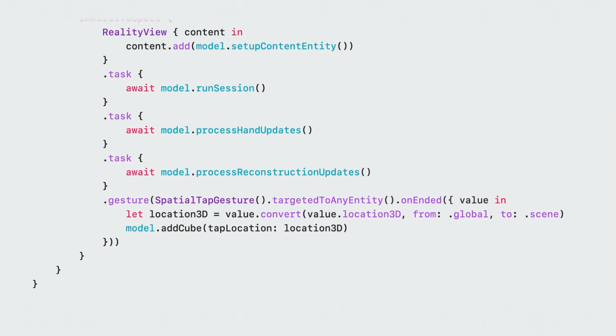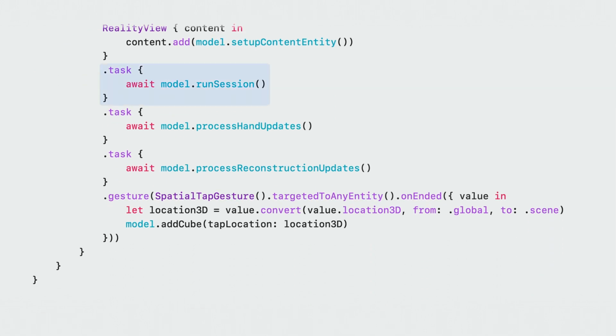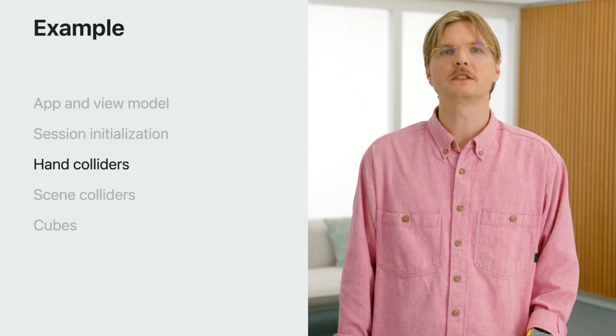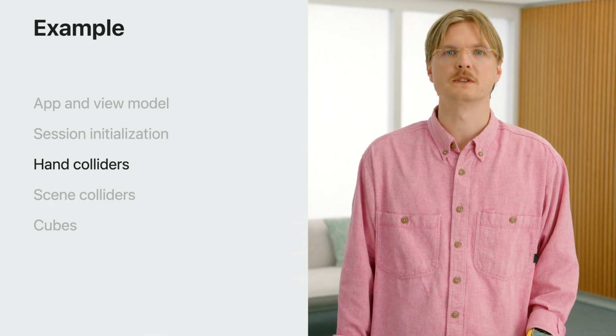Our session initialization runs in one of three tasks. Our first task calls the run session function. This function simply runs the session with our two providers. With the session running, we can start receiving anchor updates. Let's create and update our fingertip colliders we'll use to interact with the cubes.